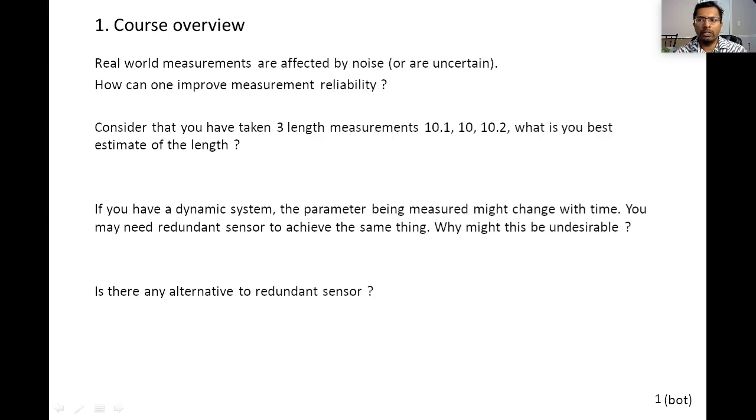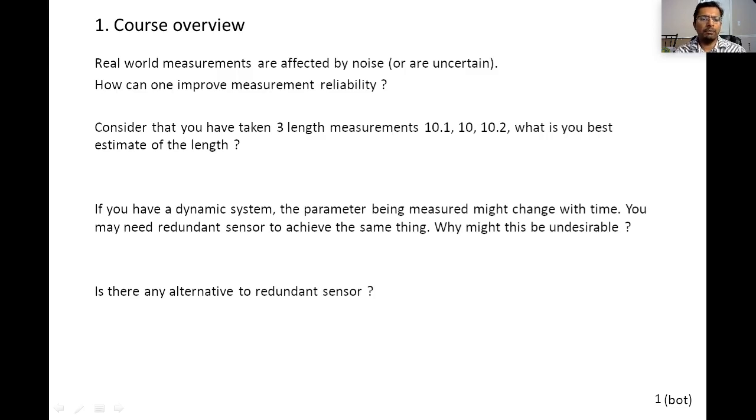For instance, assume I have this kind of measurement. I have three measurements of my length: one which is 10.1, the other one is 10, and this is 10.2. The idea would be that you have either three people measuring a particular length with a ruler, or you're taking three consecutive measurements. So the question then becomes, what would be your best estimate of the length?